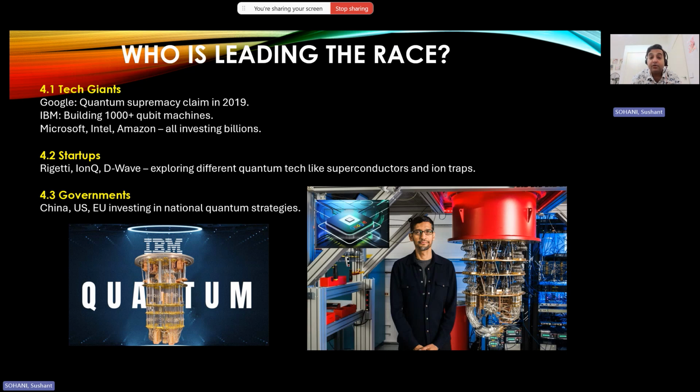Governments, obviously China, US, European Union investing in national quantum strategies. Okay, the leading countries, all the major economies.